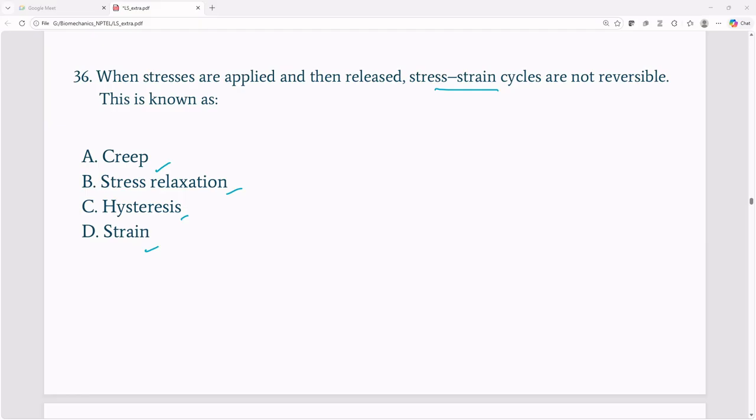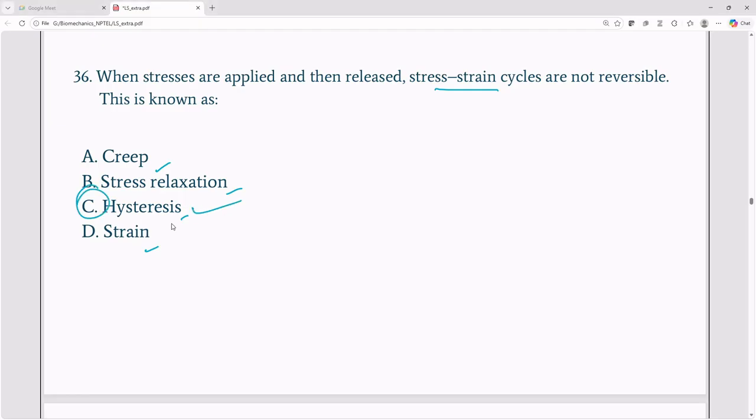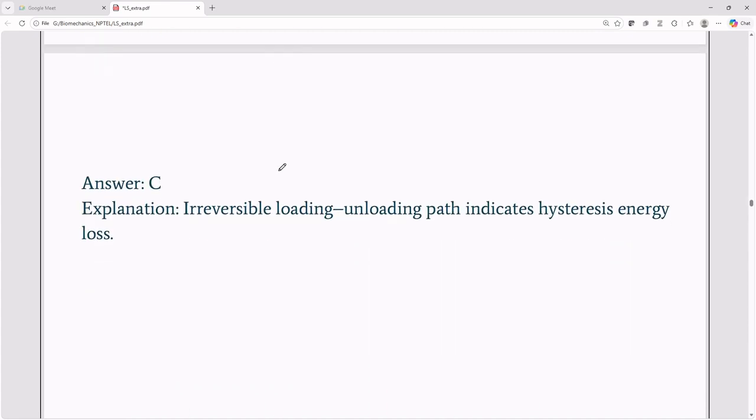Correct answer is option C, hysteresis. Option C, hysteresis is the correct answer. The irreversible loading unloading path indicates hysteresis energy loss.